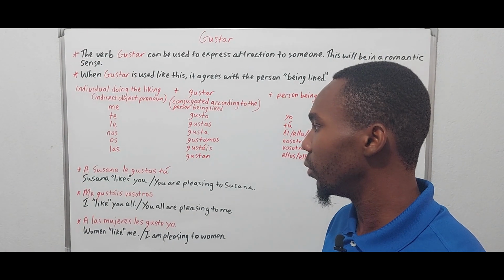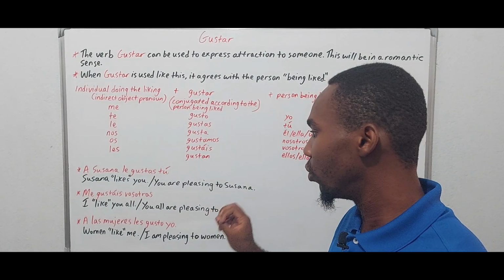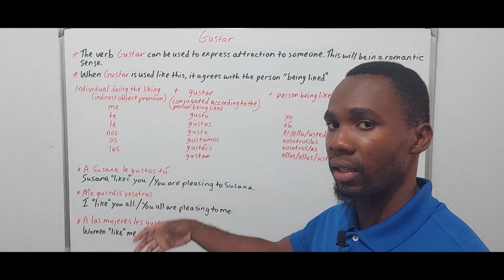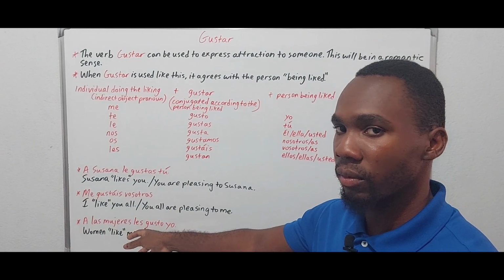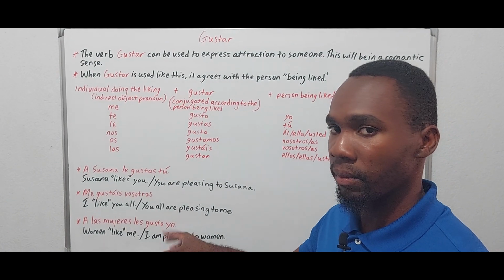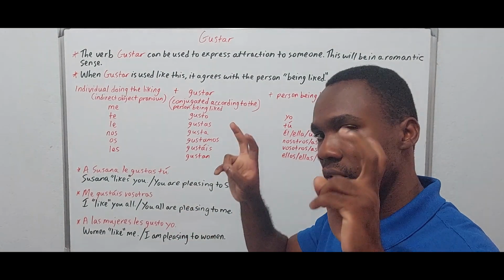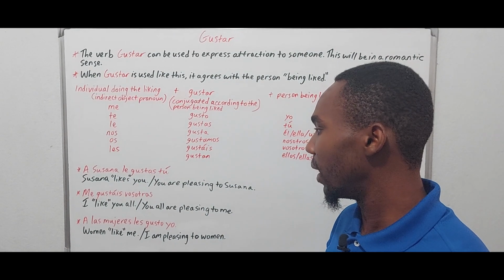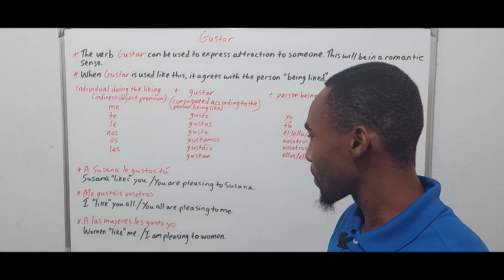Okay, muy bien. And lastly, a las mujeres les gusto yo. So we have the prepositional phrase because once again, there can be some ambiguity. Les, because we're talking about third person plural. Gusto yo, because the first person is the person being liked. So gustar becomes gusto yo. Women like me, or I am pleasing to women. I like to think so. Yes.